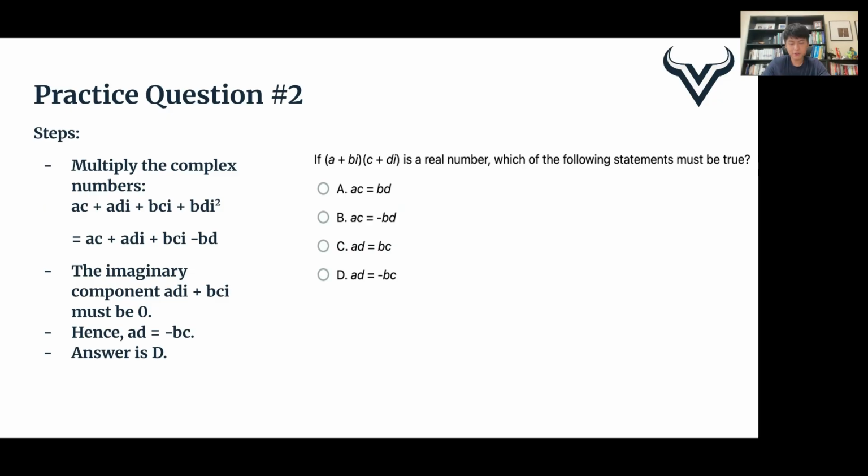Step by step, we first multiply the complex numbers. We find that it's just equal to AC plus ADi plus BCi plus BDi squared. Again, i squared is -1, so it's just AC plus ADi plus BCi minus BD. The imaginary component ADi plus BCi must be 0 because we know that the product is a real number, so the imaginary component must be non-existent. Hence, AD must equal negative BC to eliminate this term, so the answer is D.